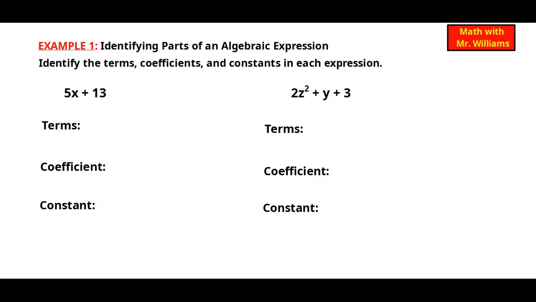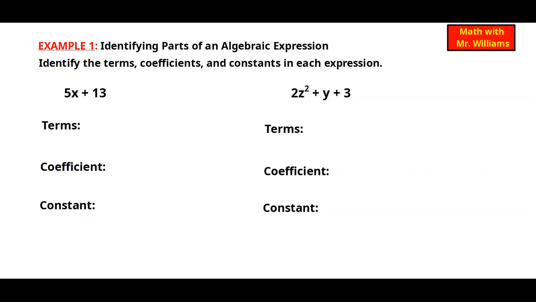Math of Mr. Williams, example 1. Identifying parts of an algebraic expression. Identify the terms, coefficients, and constants in each expression. So here we have 5x plus 13. Remember, the terms are numbers, variables, or products of numbers and variables in an expression.